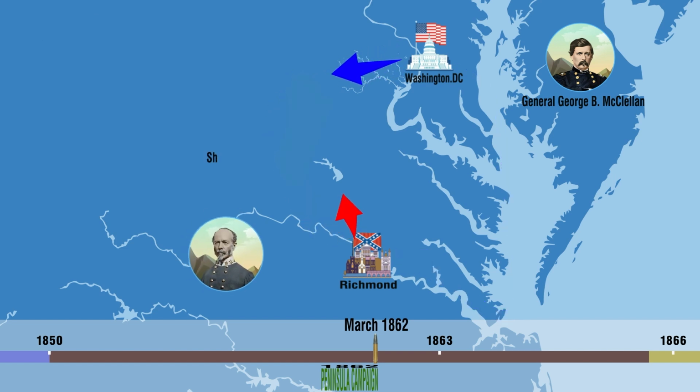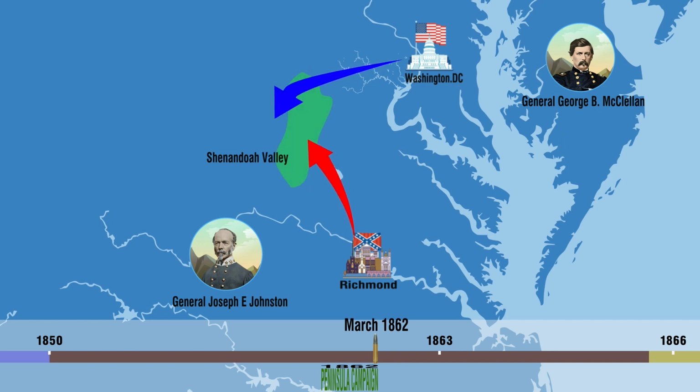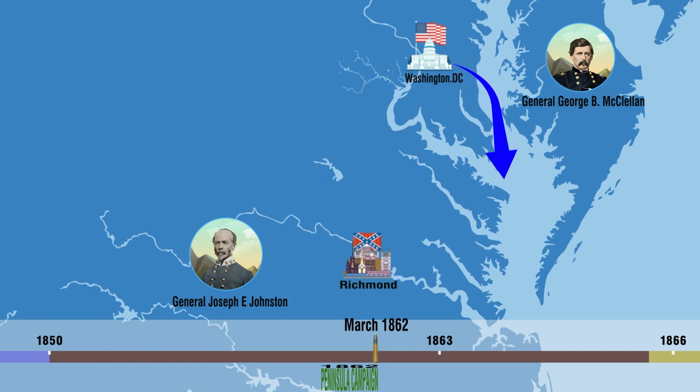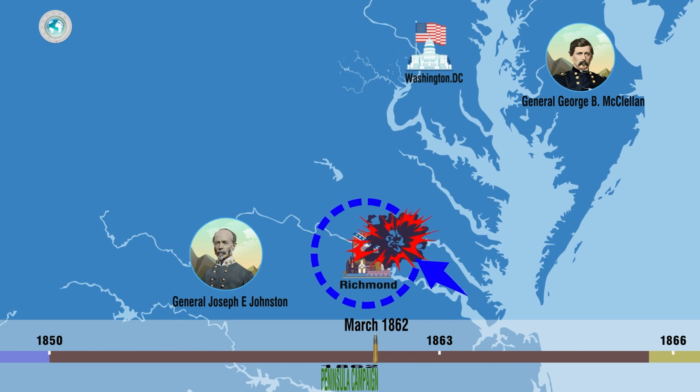However, this plan quickly fell apart as the Confederacy forces redirected troops to the Shenandoah Valley in the north, tying up a large portion of the Union Army and preventing them from participating in the campaign. Despite this setback, the southeastward advance on Richmond continued. To preserve their forces, the Confederacy, under the direct command of General Johnston, had to withdraw to defend Richmond.